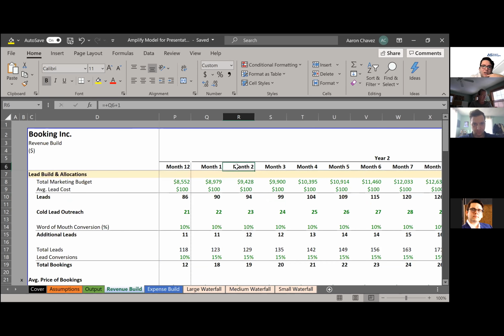boom, this month right here, this is where COVID starts. So now you can imagine right here, COVID starts. What does that mean for the rest of your business? How does that change your assumptions? How does that change your customer acquisition strategy?